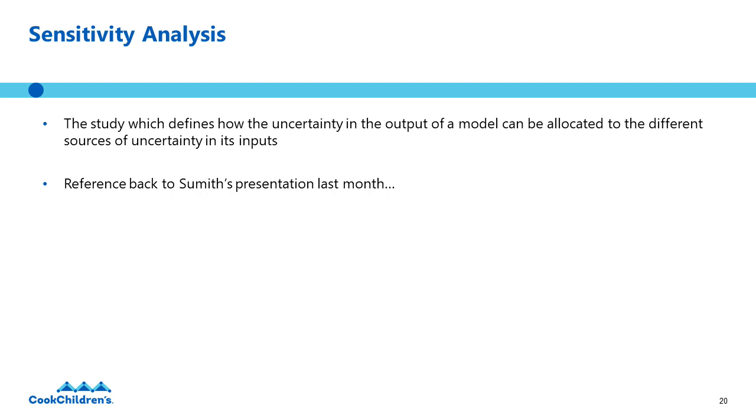The last approach that I'm just going to touch base on is sensitivity analysis. This is defined as the study which defines how the uncertainty in the output of a model can be allocated to the different sources of uncertainty in its inputs. When analyzing the missing data, additional assumptions on the reasons for the missing data are made. These assumptions are often applicable to the primary analysis. However, the assumptions cannot be definitively validated for correctness.